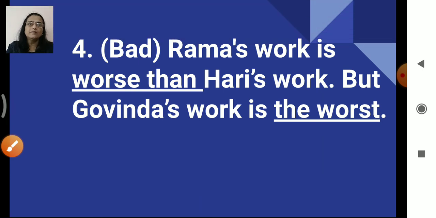Fourth one, bad is the word. Okay, then Rama's work is dash, Hari's work, but Govinda's work is dash. So in the first sentence you can see that there is a comparison between two, Rama and Hari. So Rama's work is worse than, we have compared here, comparative degree is used. But Govinda's work is the worst. Now Govinda's work is compared with Rama and Hari. More than two. That is why we got the worst. Bad, worse, worst. Followed?